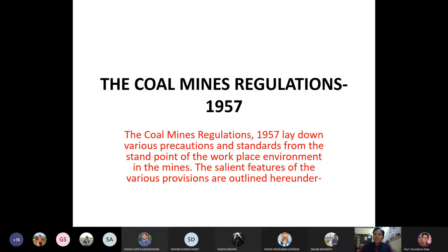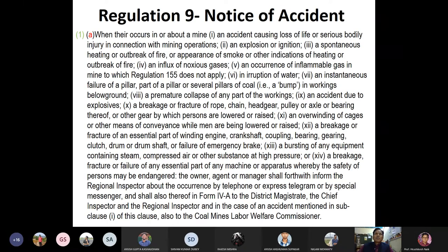Let us discuss some of the salient features of the provisions which are outlined in the Coal Mines Regulation 1957. Of course, this Coal Mines Regulation 1957 was further amended in the year 2017, known as Coal Mines Regulations 2017. So as per Regulation 9 of the Coal Mines Regulation, notice of accident in the mines, sometimes various types of accidents take place. So in Regulation number 9, a provision is there on notice of accident.